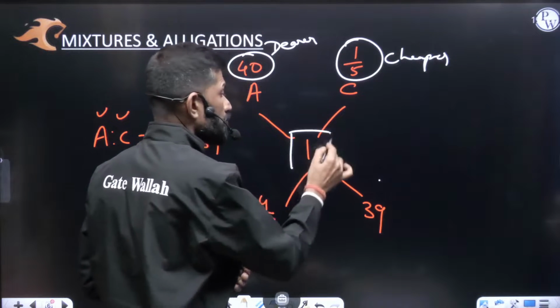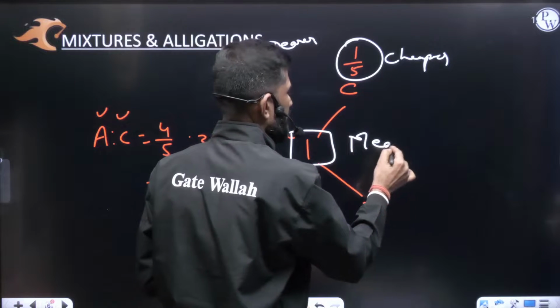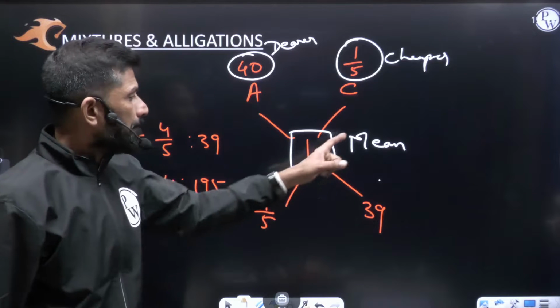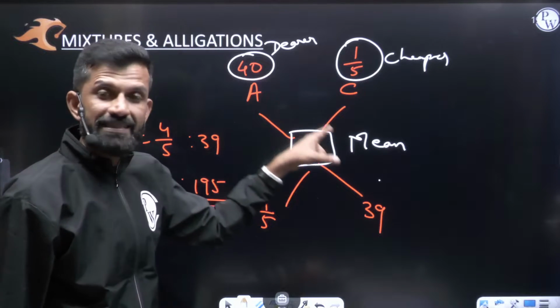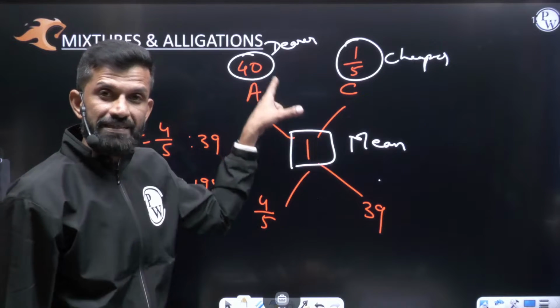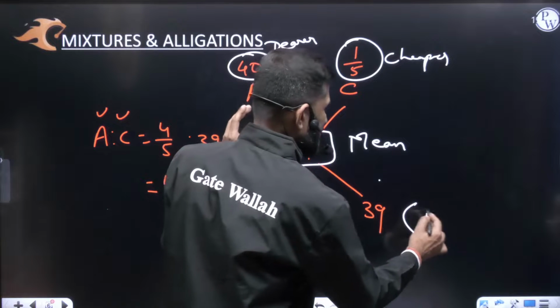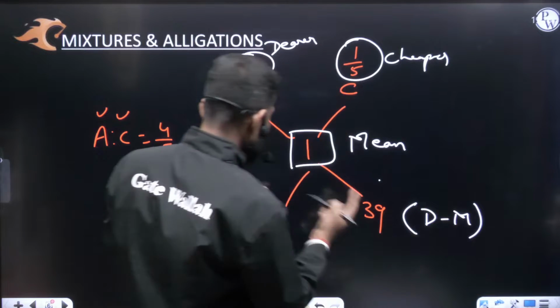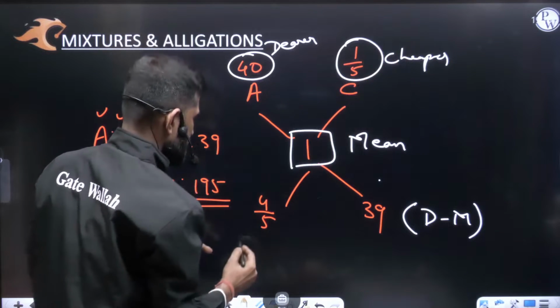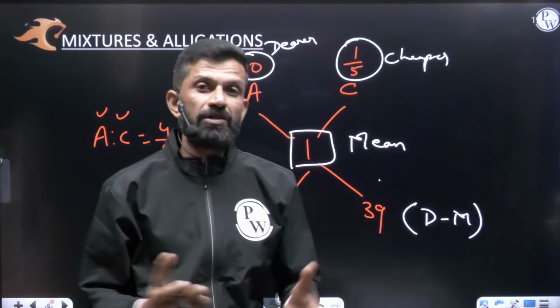And the value to which you are trying to convert is called the mean value. The mean value will always be less than the dearer but more than the cheaper. That means on one side you write dearer minus mean, and on the other side you write mean minus cheaper. The mean value is always less than the dearer but more than the cheaper.